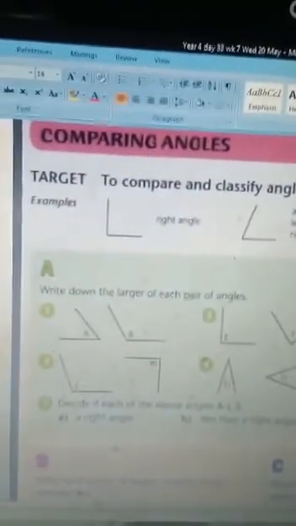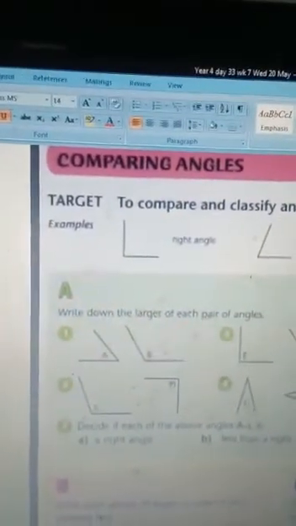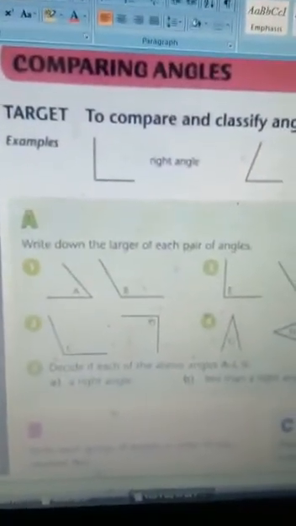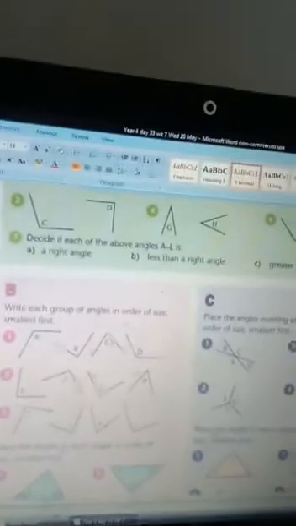And in extension, comparing and classifying angles, out of the two in section A, you've got to write down which is the larger of each pair of angles. So using your good observation skills by looking carefully at the two angles for each question. And then for groups B and C, you've got to place the angles meeting each point in order of size, the smallest first.